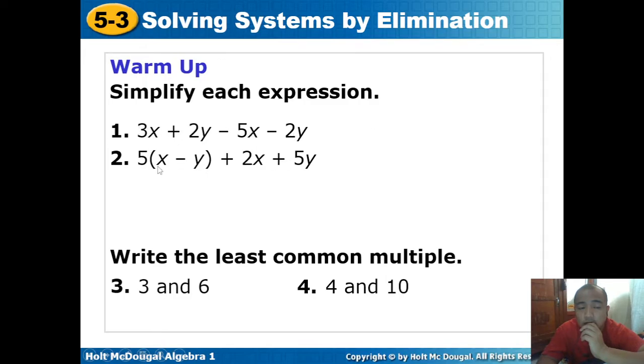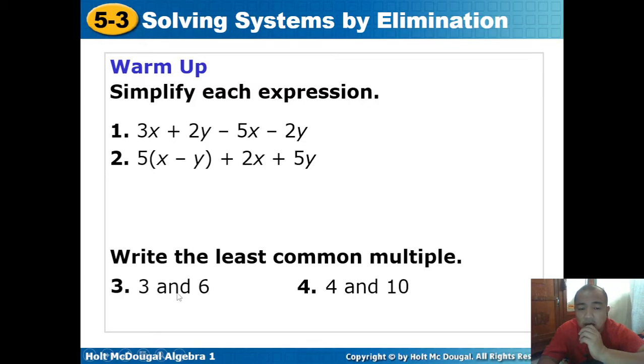How about this? Number 2. 5 times the quantity x minus y plus 2x plus 5y. Okay, so it will become 5x minus 5y plus 2x plus 5y. Okay, the y cancels again. Add 5x plus 2x, 7x, right?